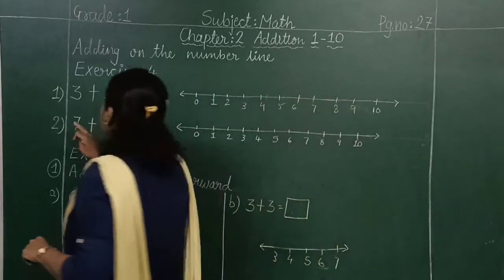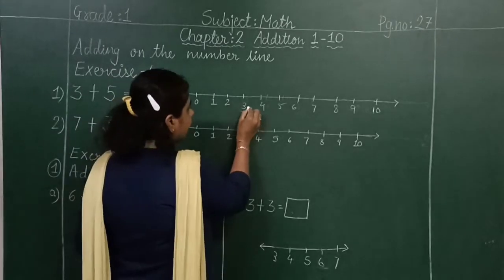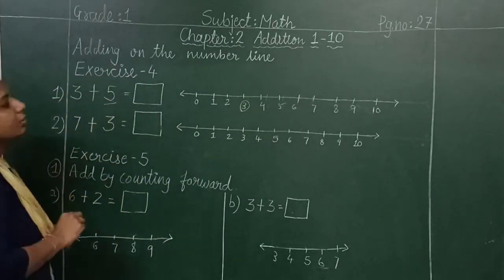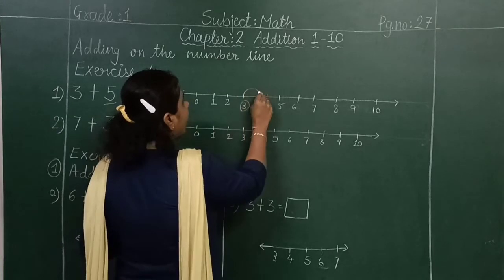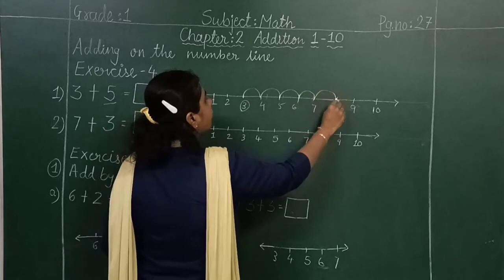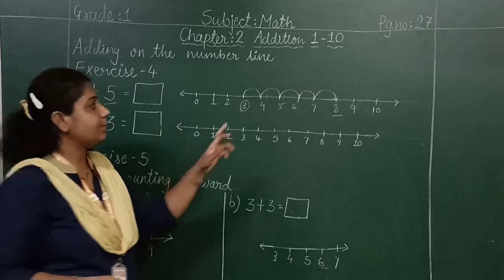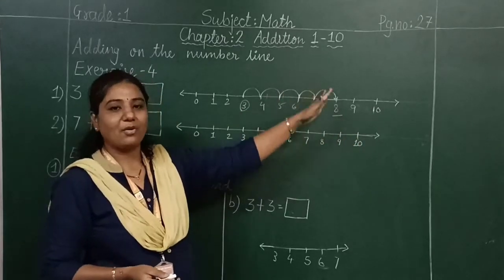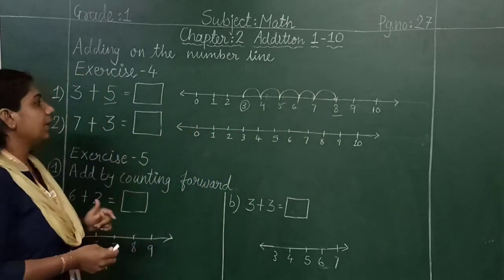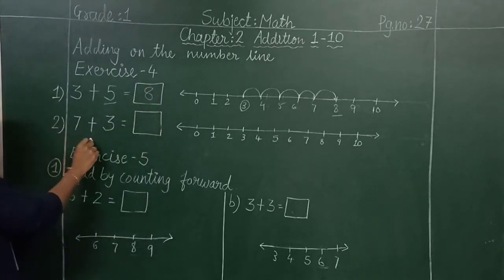So, number 1, 3 plus 5. Where is 3 in your number line? Here. So, circle it. And how many numbers do you have to add? 5. So, add. You have to go forward. 1, 2, 3, 4, 5. Which number comes? 8. Yes, 5 steps forward. Which number came? 3 plus 5 equals 8.